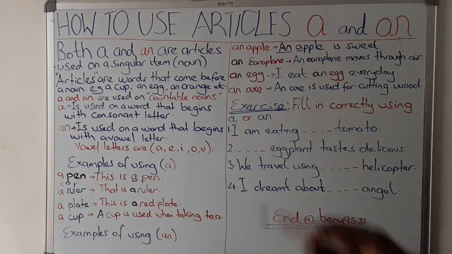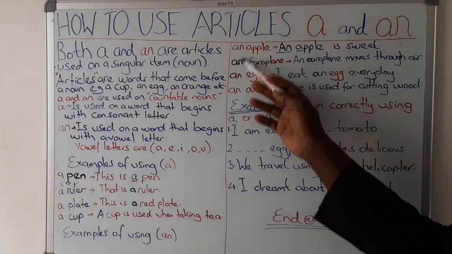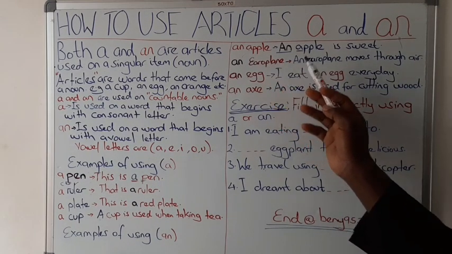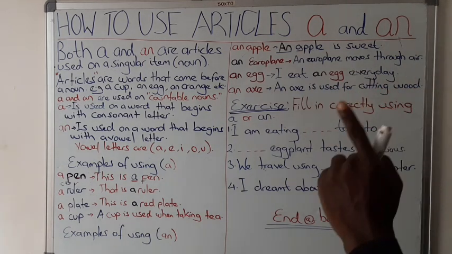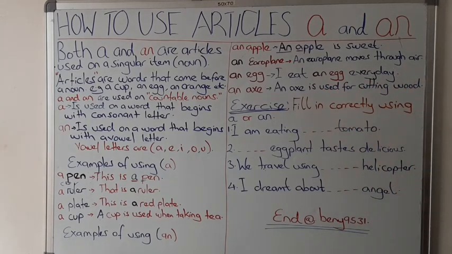Super. The next example, an aeroplane. An aeroplane, because it starts with A, and A is a vowel letter. So we're going to say an aeroplane. An aeroplane moves through air. We're talking about a singular aeroplane. So we're going to say an aeroplane moves through air.